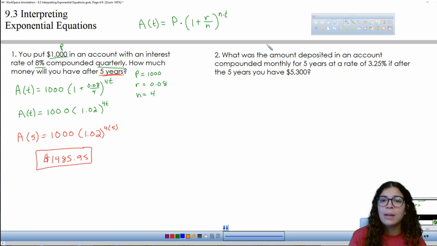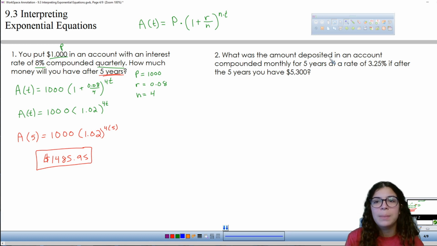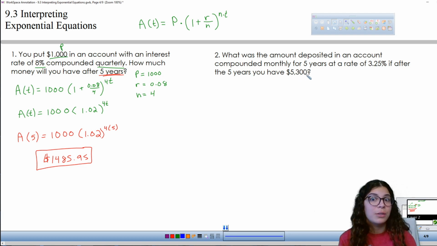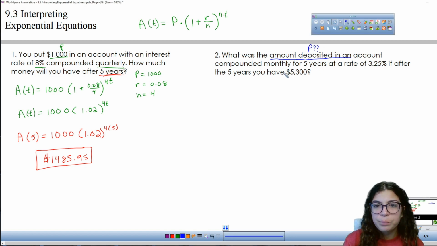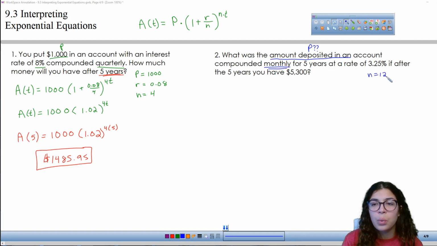All right, let's look at number 2. What was the amount deposited in an account compounded monthly for 5 years at a rate of 3.25%, if after 5 years you have $5,300? Okay, so this is a little different, right? What we actually don't know is the initial amount that was deposited. So the amount that was deposited into the account, we don't know that. That's our unknown, P. Now, we do have that this was compounded monthly, so N is 12.